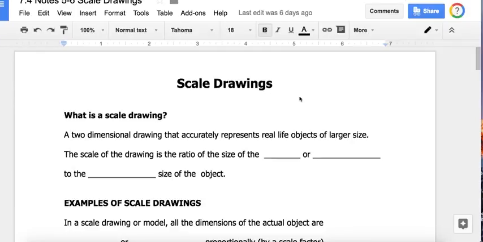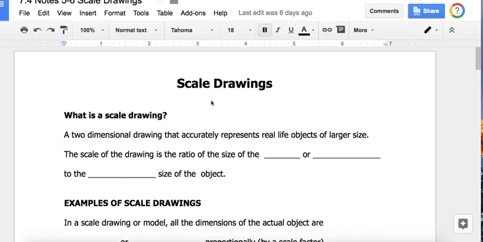So in the previous topics that we've discussed in this unit, we've looked at ratios, which is a comparison of two numbers. We've looked at proportions, which is two equal ratios. And now we're going to look at scale drawings and how proportions are used to solve them.